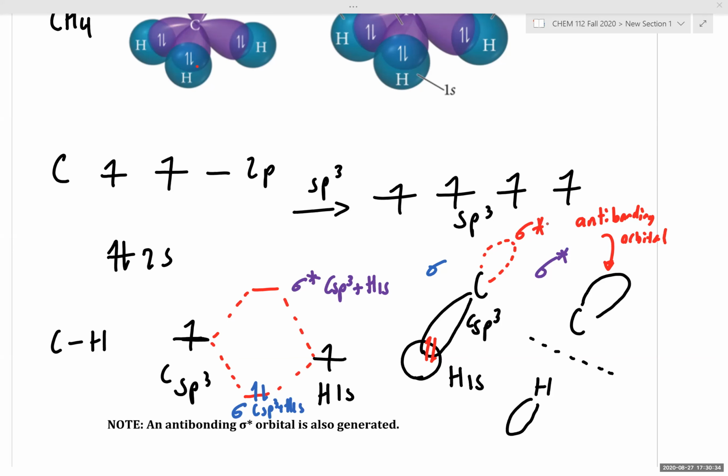So the main thing I want you to take away: bonding orbital, overlap, sharing of electrons between our atoms; antibonding orbital is on the opposite side from our bonding orbital. There's no shared electrons. Does that make sense to everyone? This is really important for later. So if there's one thing that I want you to remember, I want you to keep this in mind for later.